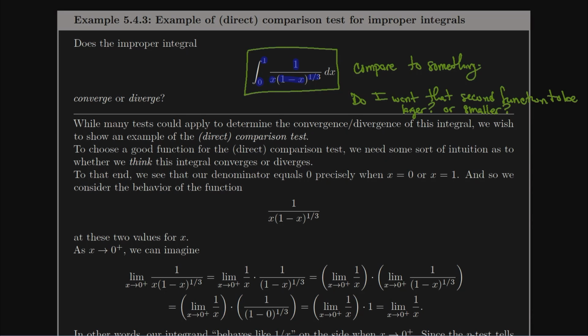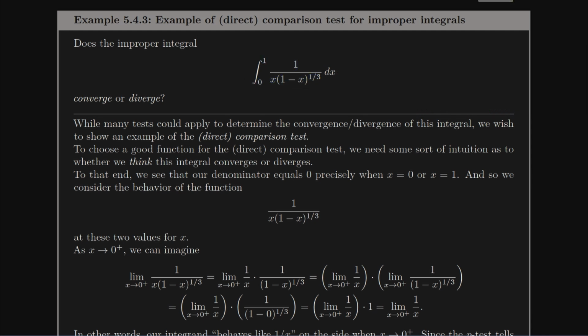So that's actually my first job, independent of comparisons. I need to decide, do I honestly think this converges or do I honestly think it diverges? And the reason why it could do either is because we are dividing by 0 at the lower bound, and in fact we're also dividing by 0 at the upper bound. There are some divisions by 0 here.